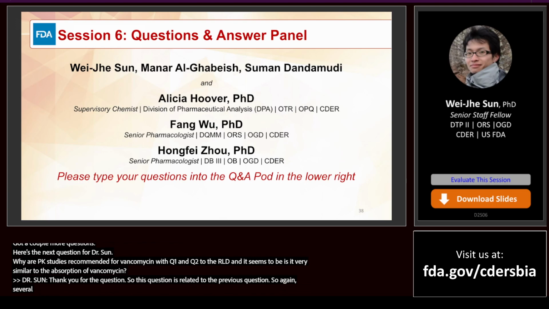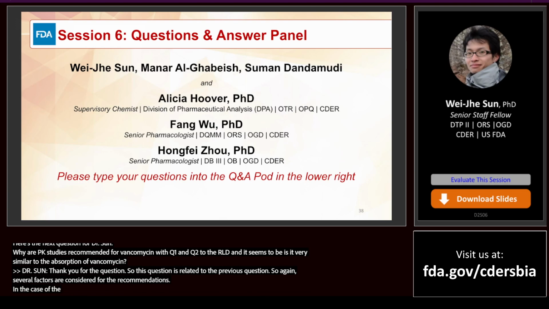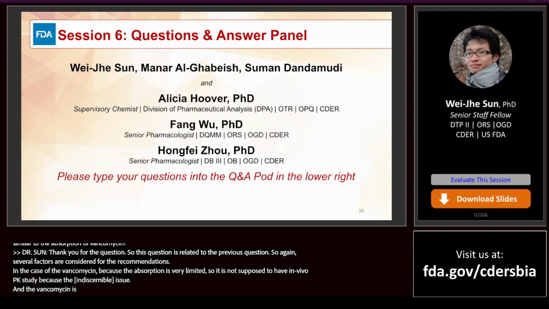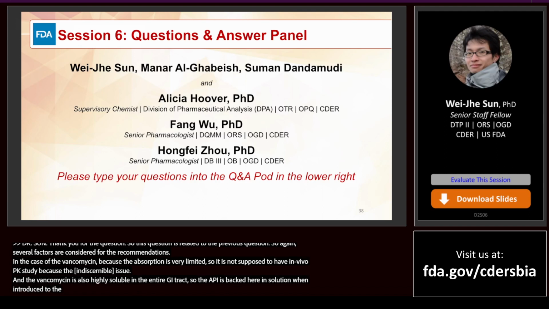So in the case of the vancomycin, because the absorption is very limited, it is not feasible to have an in vivo PK study because of the bioanalytical sensitivity issue. And vancomycin is also highly soluble in the entire GI tract. So the API is expected in solution when it reaches the site of action. So only in vitro dissolution study is recommended if the generic product and the RLD are Q1 and Q2 the same.